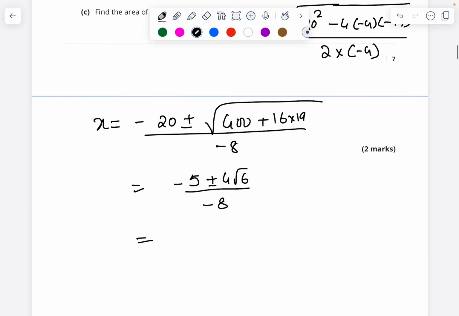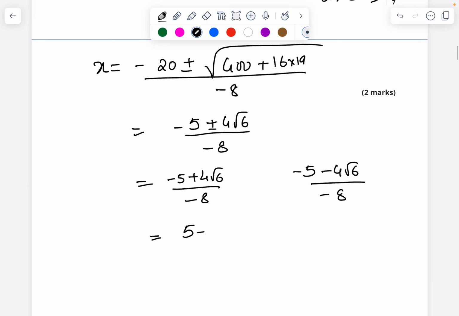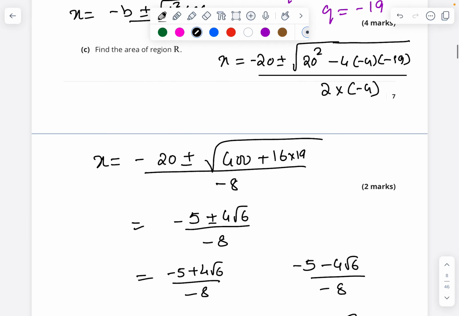So what does it become? (-20 + 4√6)/-8 or (-20 - 4√6)/-8. So it's going to be (5 - √6)/2 or (5 + √6)/2. So what are going to be the points? A is ((5 - √6)/2, 0). A has to be the lesser one. And B is ((5 + √6)/2, 0). That's going to be the answer.